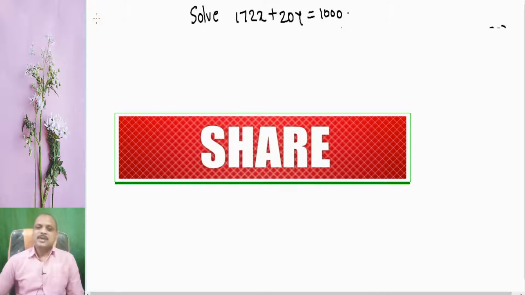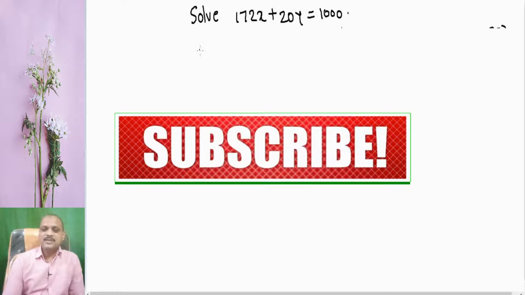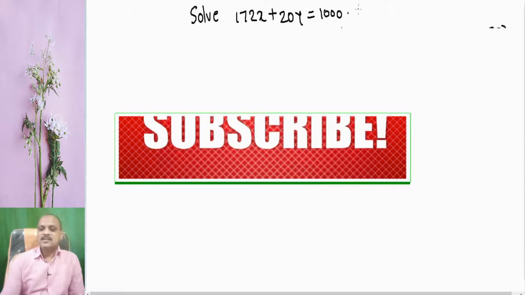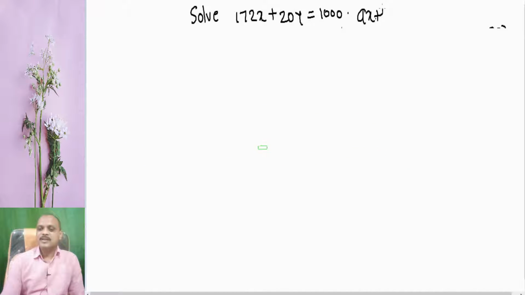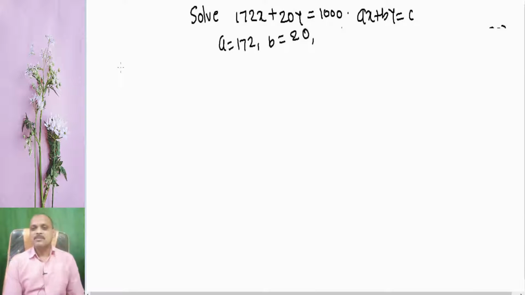Now we compare this equation with the Diophantine equation ax plus by equal to c. Then we have a equal to 172 and b equal to 20. First we will find the greatest common divisor of a and b. To find it, we apply the Euclidean algorithm.